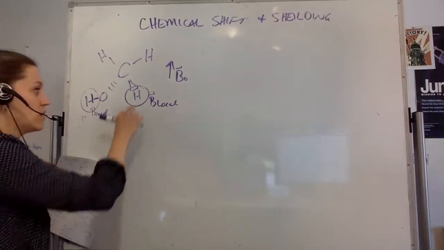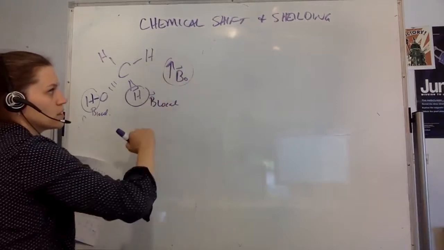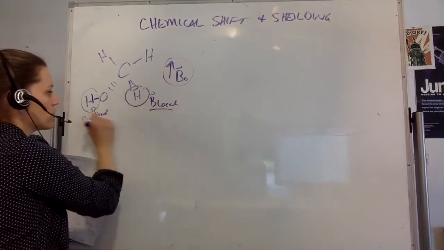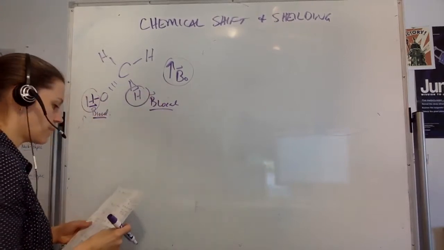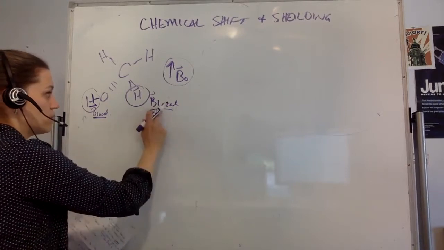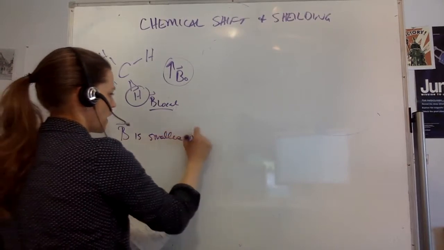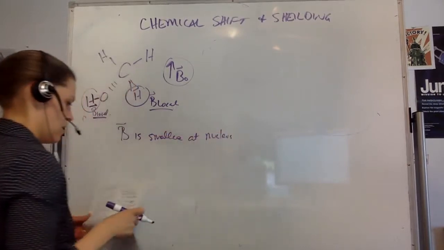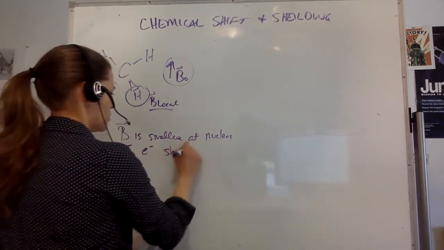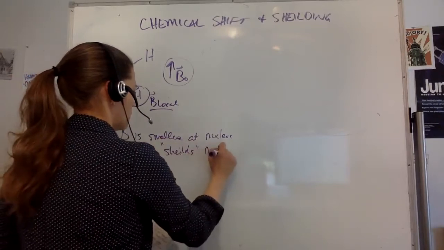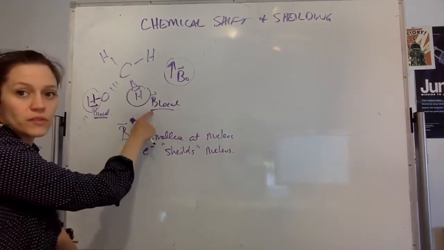Depending on the specific nuclei and the electron distribution around those nuclei, their B local, or their local magnetic field, will be different depending on their chemical environment. So B is smaller at the nucleus if the electron shields the nucleus. The greater shielding you have, the smaller this B local is going to be.